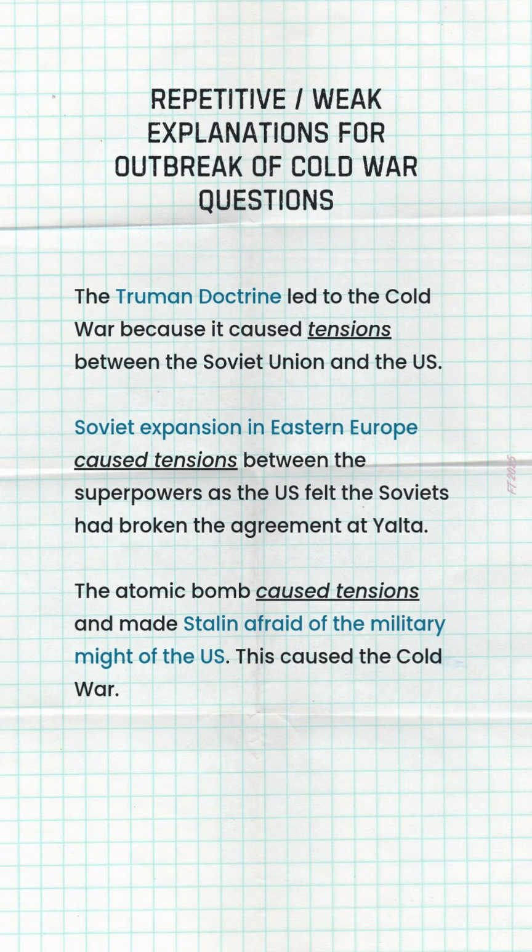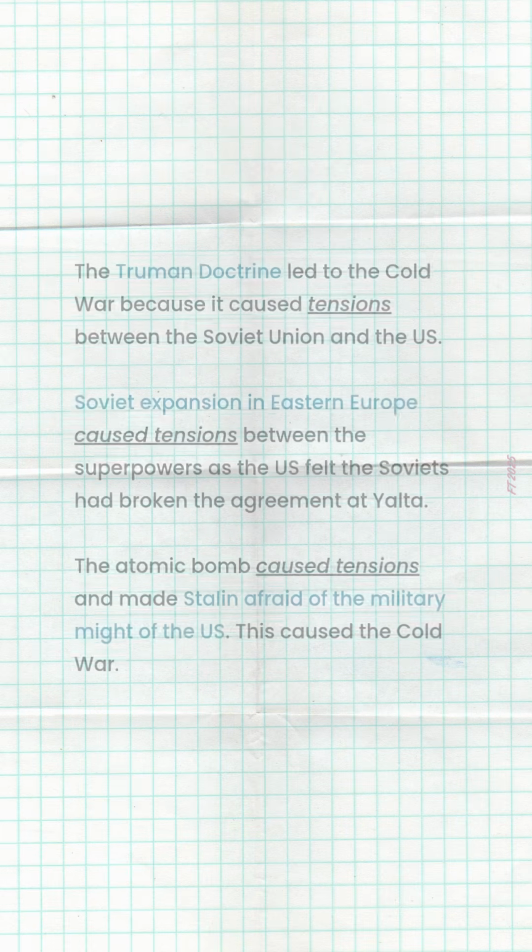I want to jump straight into the main issue with how students approach Cold War questions. I often find that explanations are repetitive. Take these three sentences for example. We have three different given factors: Truman Doctrine, Soviet expansion in Eastern Europe, and Stalin being afraid of the military strength of the United States. However, all of these indicate that the events led to tensions. This is why your explanation is seen as weak.